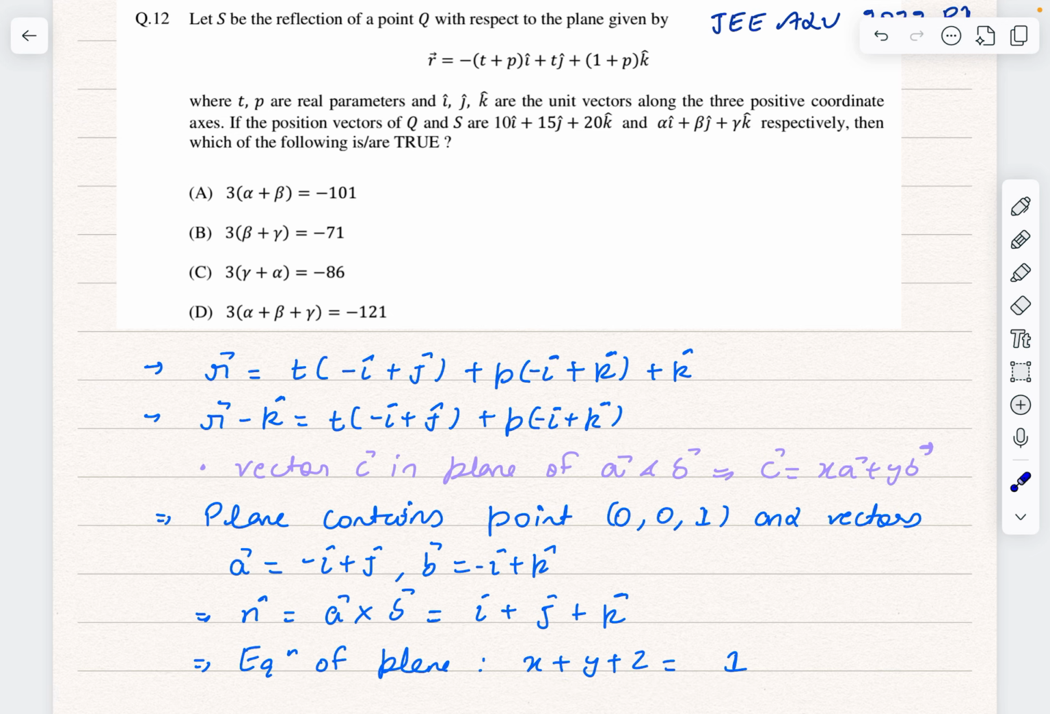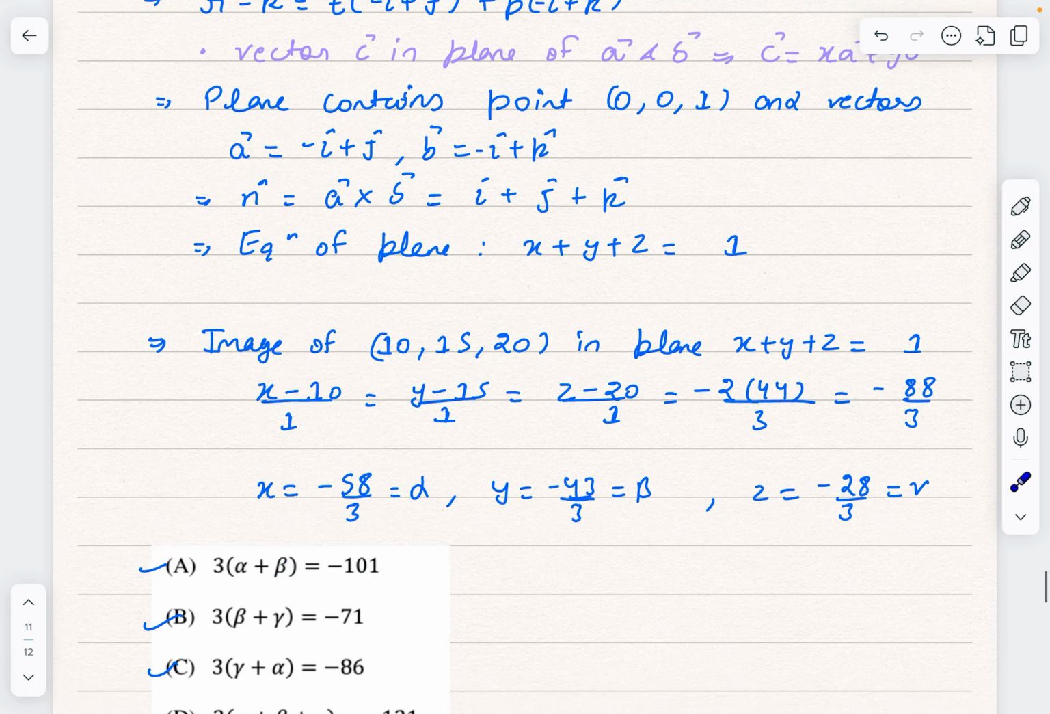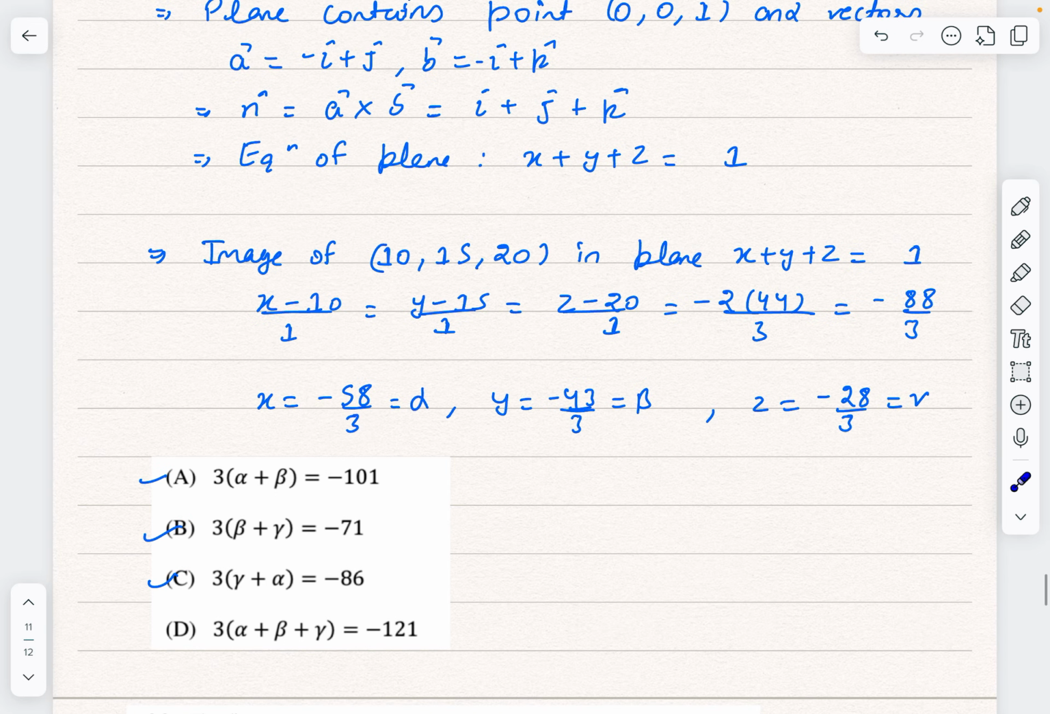And after that, you just have to find the image of the point 10, 15, 20 in the plane x plus y plus z equal to 1. I hope all of you know the shortcut here to find the image of a point in a plane. (x minus 10) over 1 is equal to (y minus 15) over 1 is equal to (z minus 20) over 1 is equal to minus 2 times. Put this point in the plane, you get 44 divided by a squared plus b squared plus c squared, the sum of squares of the coefficients, which is 3.